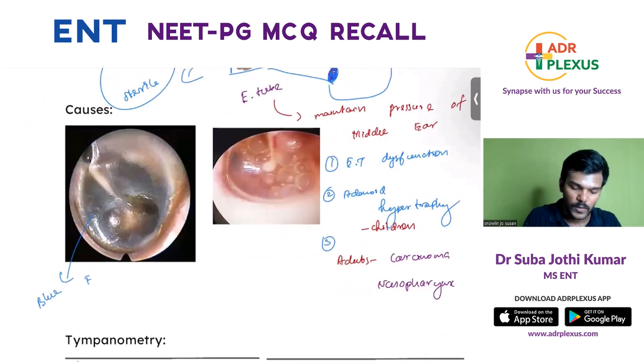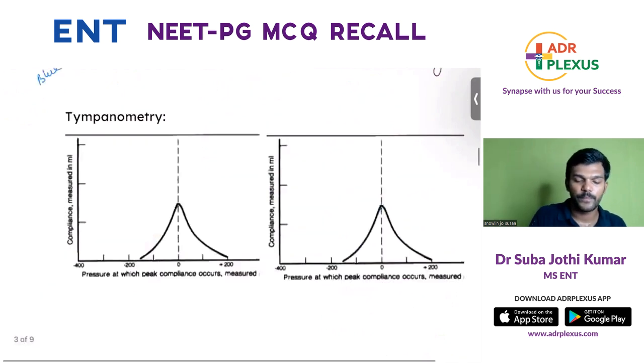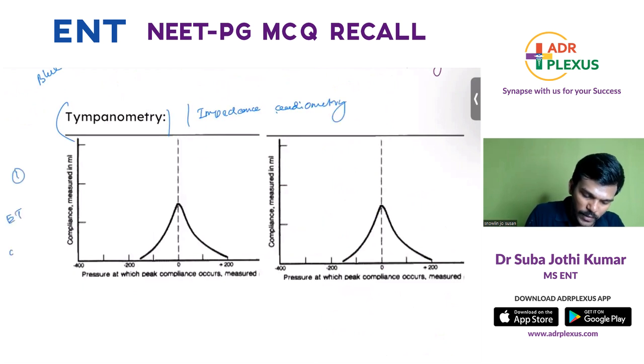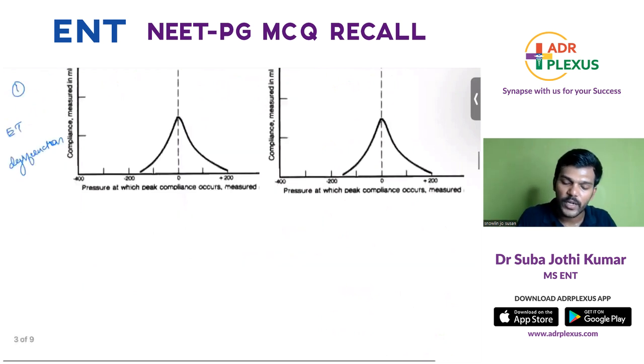Okay. What is tympanometry? Tympanometry is nothing but impedance audiometry. What are the impedance audiometry findings of serous otitis media? I have told you, first it will start with eustachian tube dysfunction. That will be the first step in this disease. Then only there will be frank fluid.